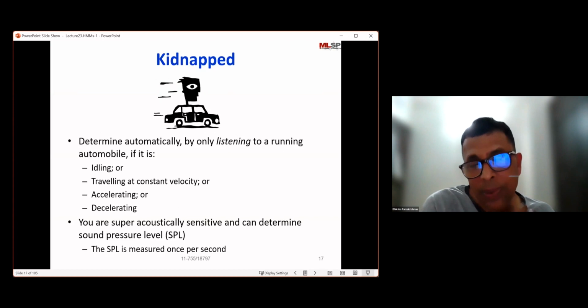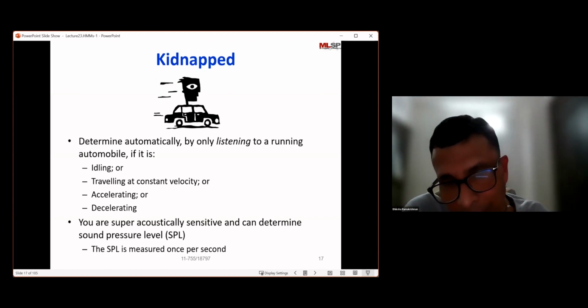Okay, based on this, if I were to give you this problem, how would you solve it? If you are this person in the car, any suggestions on how you could use this to find your way back home?